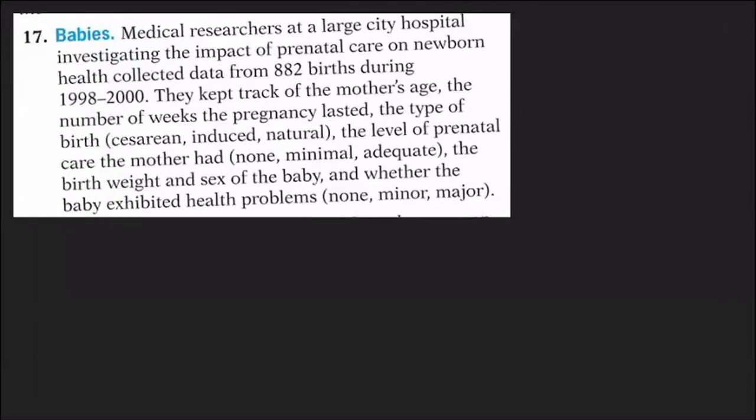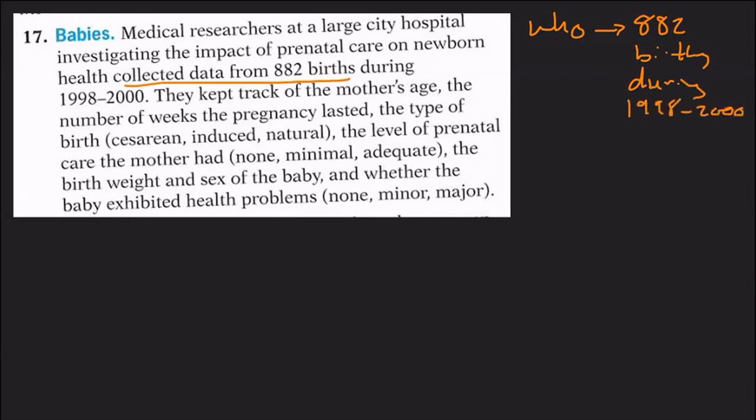So let's go ahead and do our 6 W's. Let's start off with the who. So who are we collecting data on? And you may want to say mothers in this case, because we have information on these mothers' births. But here it says they collected data from 882 births. So it sounds like the best thing to put here is the 882 births. And we can be most specific by putting during 1998 to 2000. Remember, the who is just a sample. Who are we collecting data on?